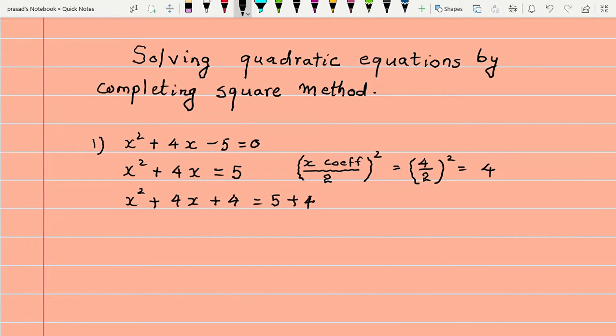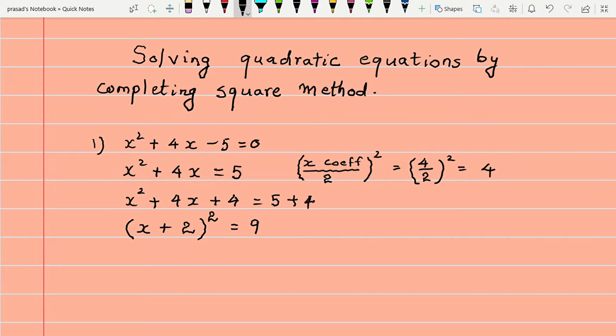Now the left hand side has become a complete square. So how to write the complete square? Here x square, so write x here. Now the last term is 4, so write 2 here. And as I told you already, you are not going to consider the full middle term, but only the sign of the middle term. So the left hand side has become x plus 2 the whole square. And 5 plus 4 is 9.